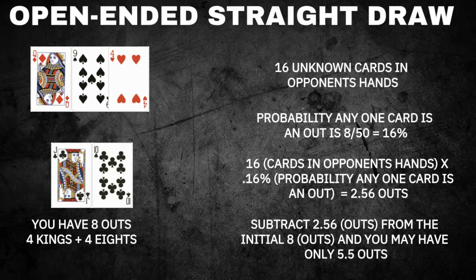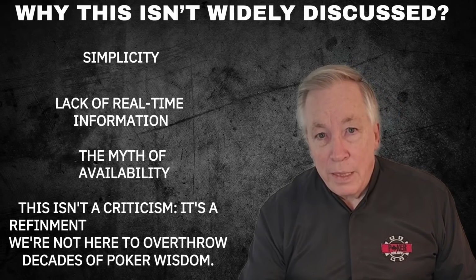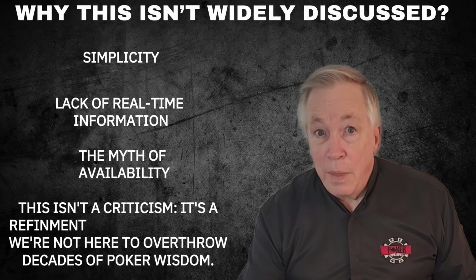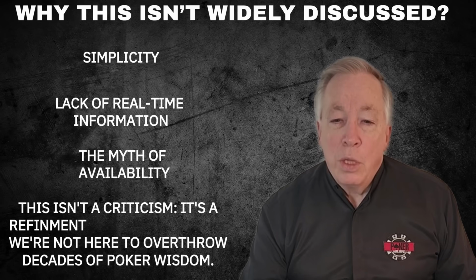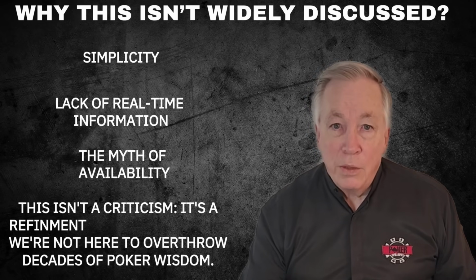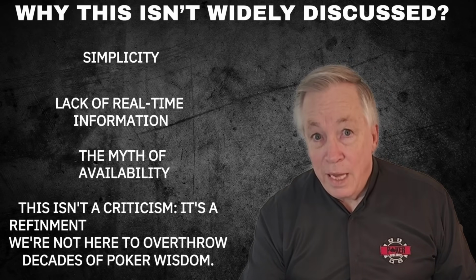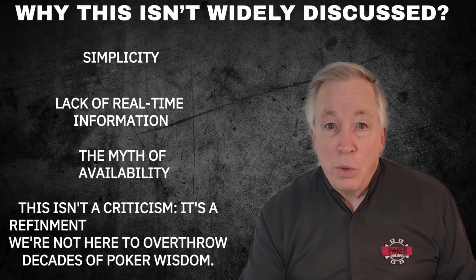So, why hasn't this angle been widely discussed? Why is this the first time you are actually seeing that mathematically some of your outs may be ghost? There are a few reasons. 1. Simplicity. Traditional poker training favors clean, teachable concepts. You have 9 outs is easier to teach than you have 9 theoretical outs, minus a floating variable based on opponent distribution.